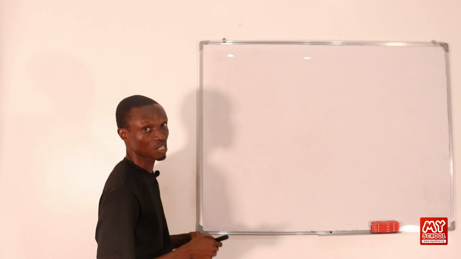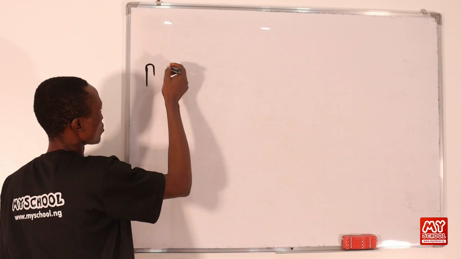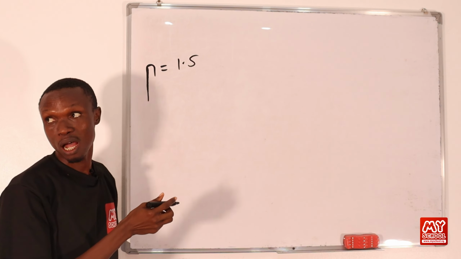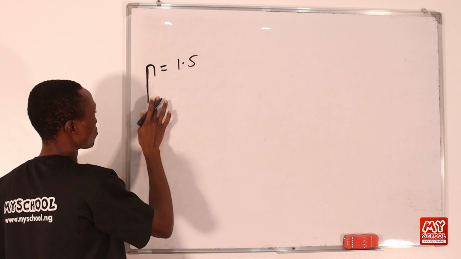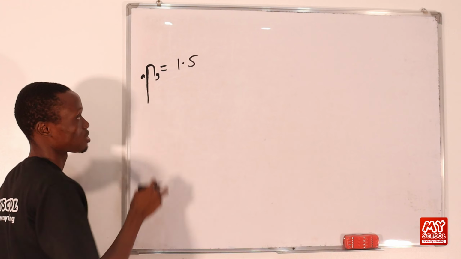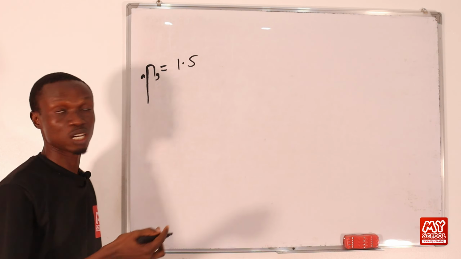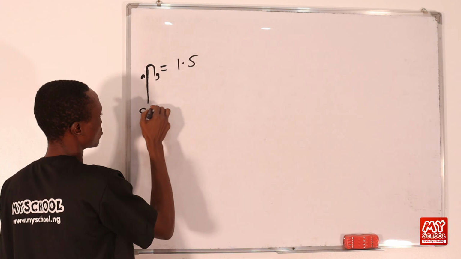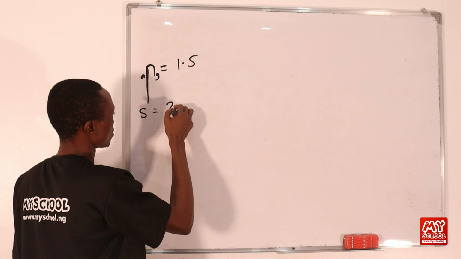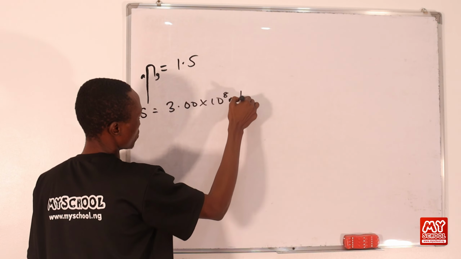First things first, let's write out the parameters that are given to us. n is given to us to be equal to 1.5. Remember here, light is traveling from vacuum, and vacuum here represents air. So this represents the refractive index of the glass. Then we are told that the speed of light in vacuum, let's use c to represent it, is 3.00 times 10 raised to the power 8 meters per second.